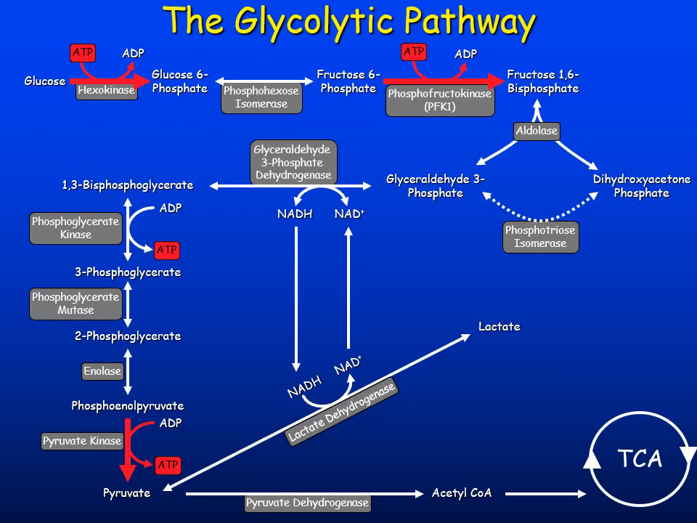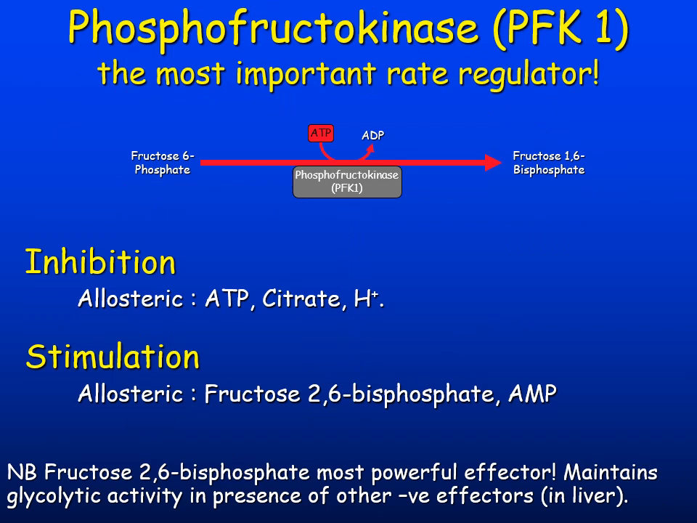All right, moving along down the pathway, the next regulatory step that I want to tell you about is this one here, phosphofructokinase. Phosphofructokinase, or PFK1, is the most important regulatory step of glycolysis. And the reason why is because it's the slowest. It's regulated allosterically, but there are a number of mechanisms that can impact. It can be both inhibited and stimulated through different allosteric effectors.